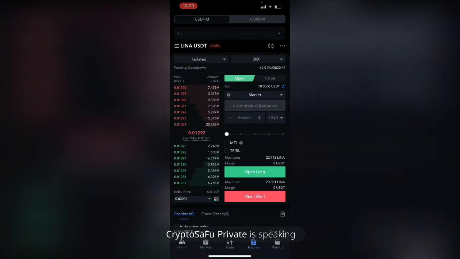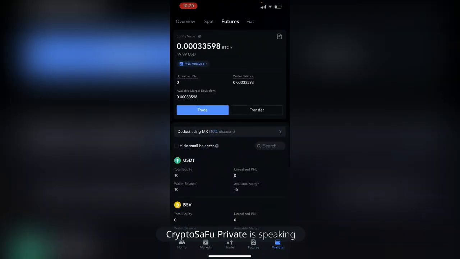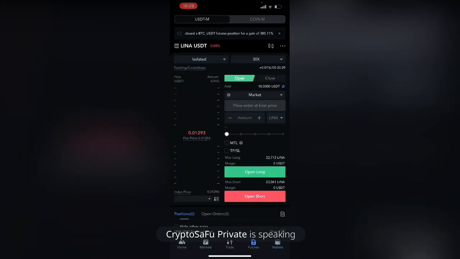So let me just check my wallet again and confirm how much I have in my future wallet. How much am I having? I have $9.99. So that means I have $9.99 to do some futures trading. Then let's carefully navigate to futures trading.